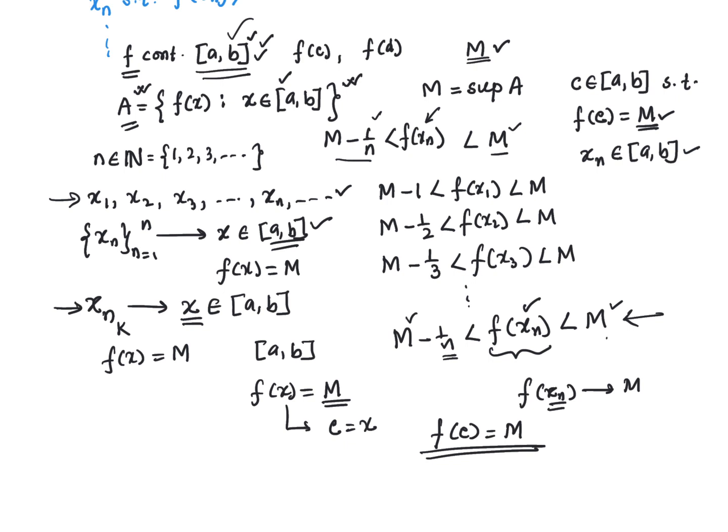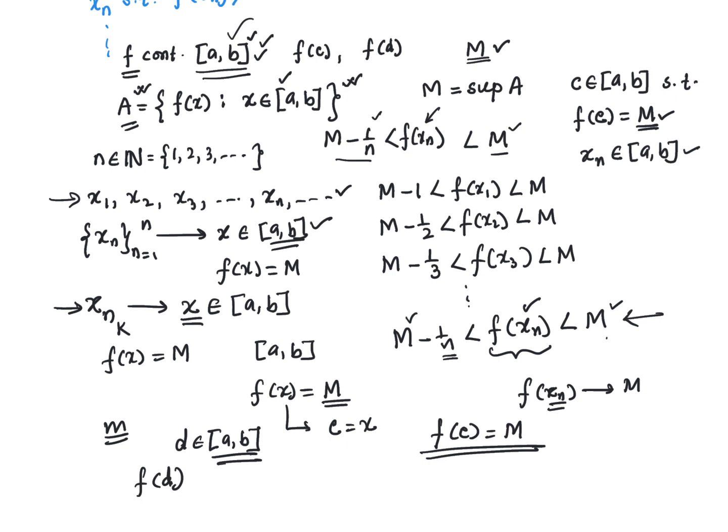Now, in exactly the same way, by considering the other side, the infimum instead of the supremum, if my infimum is m, we could use a similar argument and show that there is a value d in the interval [a, b] such that f of d is the minimum value on this interval. This proves the extreme value theorem.